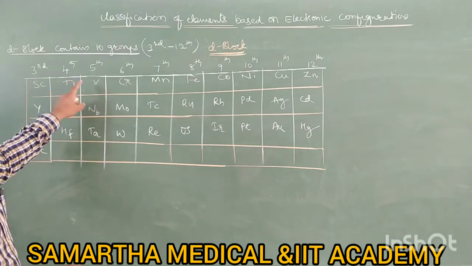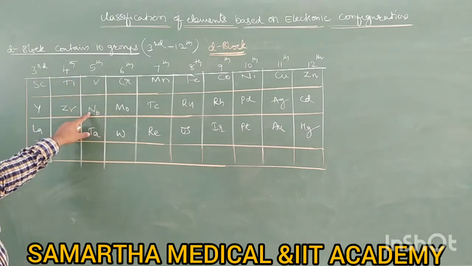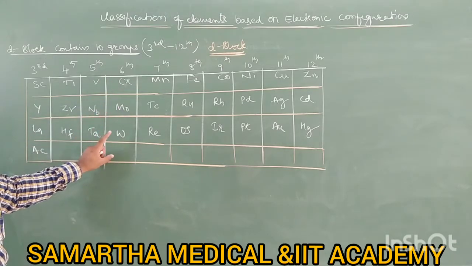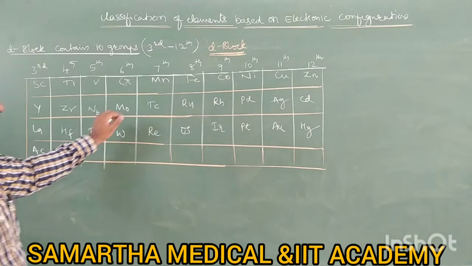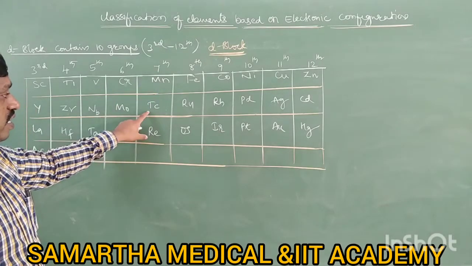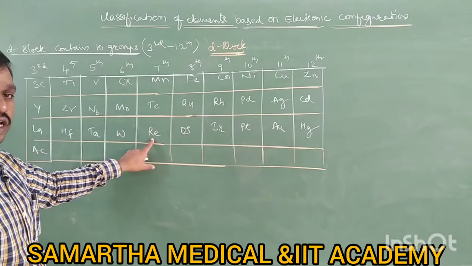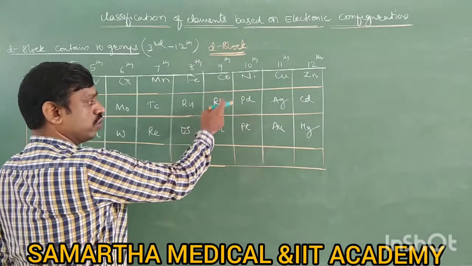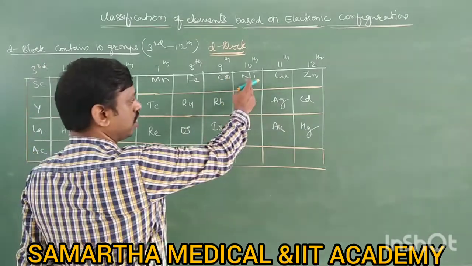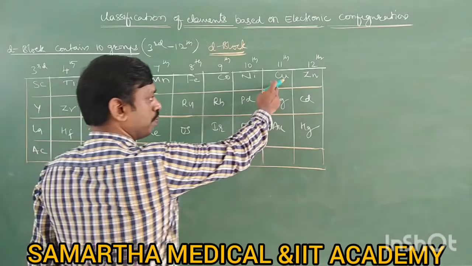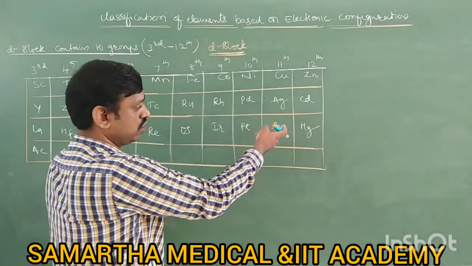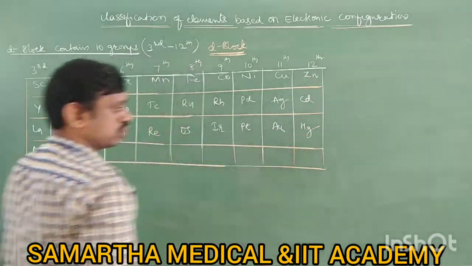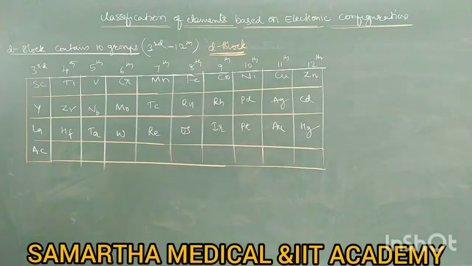Next is the fifth group. It is vanadium, niobium, tantalum. Sixth, chromium, molybdenum, W is tungsten. Next, seventh, manganese, technetium, Tc, rhenium. So iron, ruthenium, osmium, cobalt, rhodium, iridium, nickel, palladium, platinum, copper, silver, argentum, silver, gold. Next, that is zinc, cadmium, mercury. So these are the d block elements.